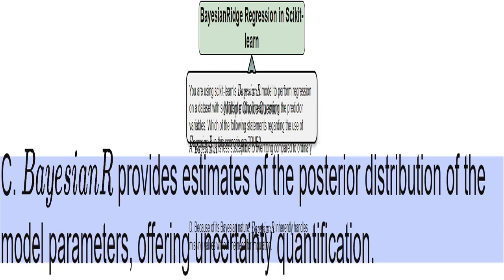Statement C is true. A key feature of BayesianRidge is its ability to provide estimates of the full posterior distributions of its model parameters. This provides a measure of uncertainty around the parameter estimates, which is very useful.